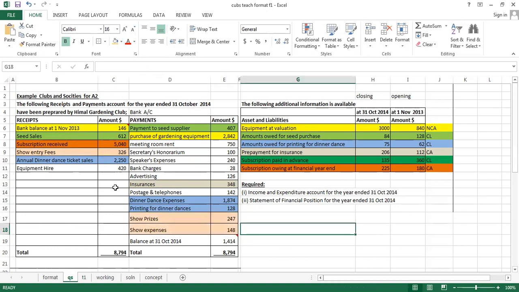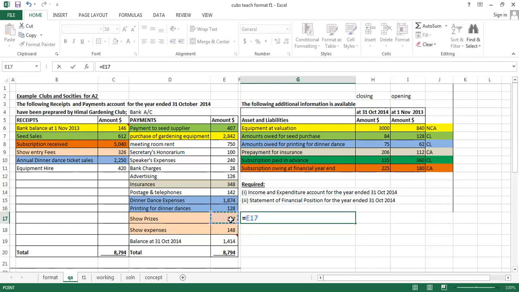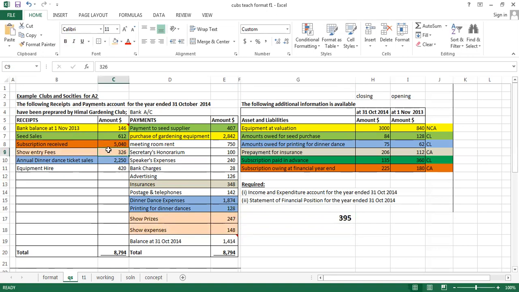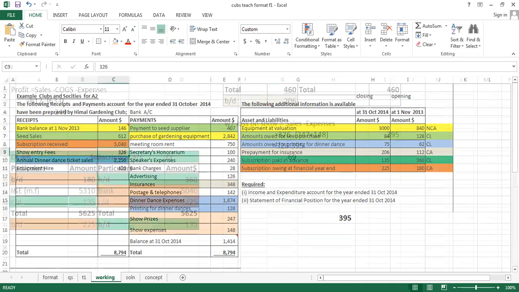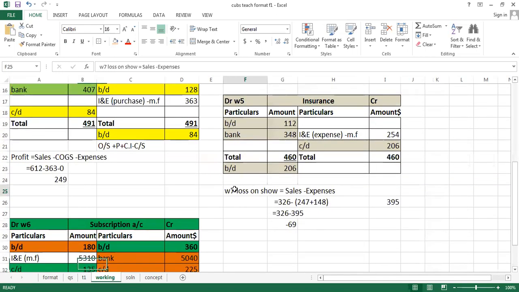So you need to calculate profit or loss. If it's profit, it goes to income. If it's loss, you're going to show it in the expense section. So I'm going to add the expenses 247 plus 148. If I add this up, you can see 395 is the expense, while 326 is the receipt. So obviously it's a loss. So I'm going to show this in working. Here you can see W7, working, loss on show.